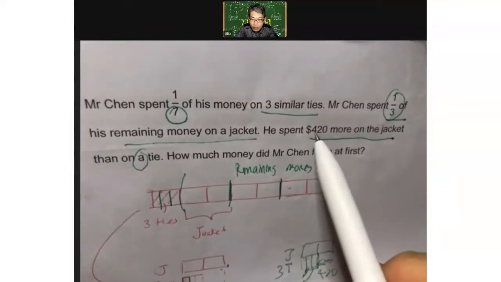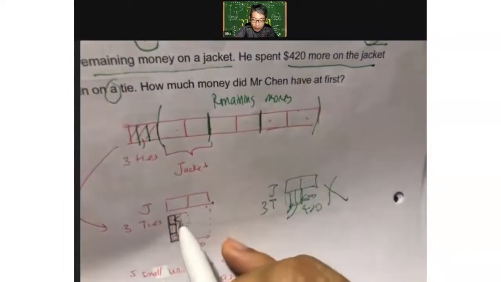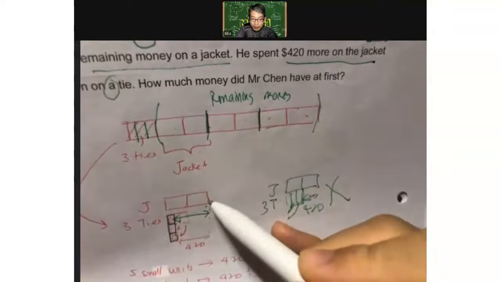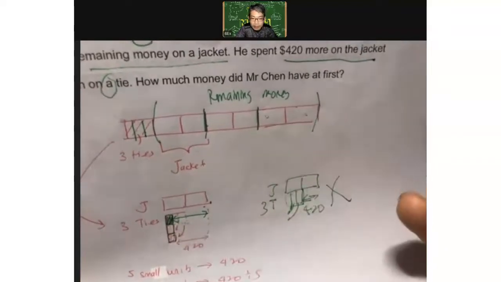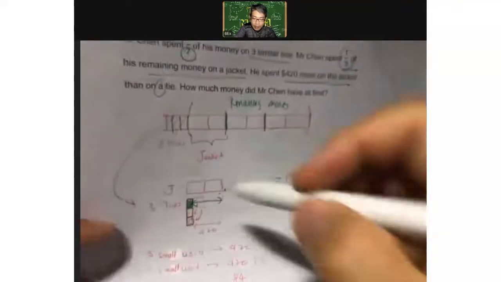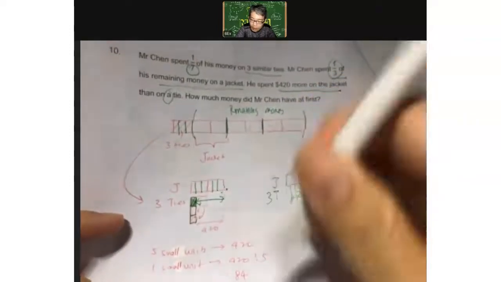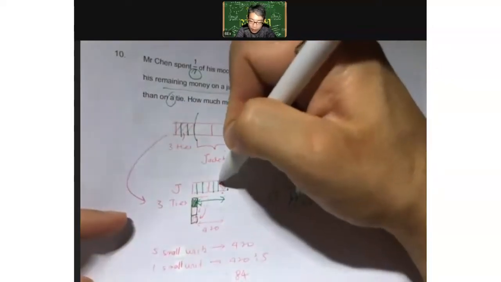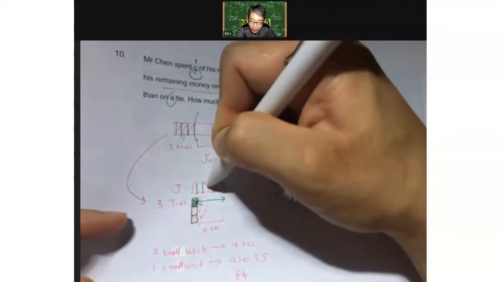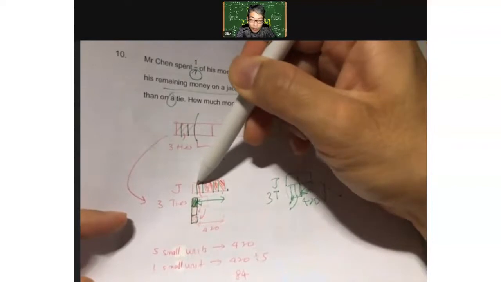He spent $420 more on the jacket than on a tie. So that's why the 420 is this. Jackets cost 420 more than a tie. Then I can see that, okay, every box here is equivalent to 3 smaller units. Then I can see, oh, actually this 420 is equivalent to 5 units. 1, 2, 3, 4, 5. Right? 1, 2, 3, 4, 5.